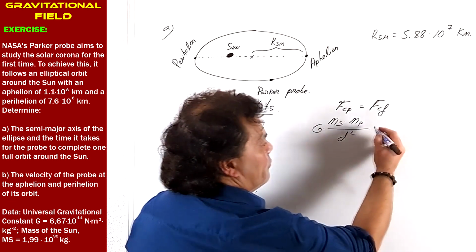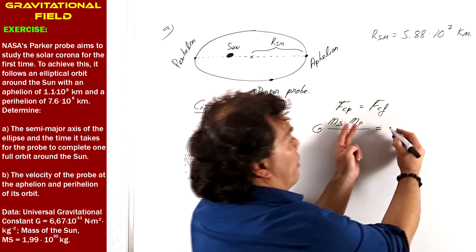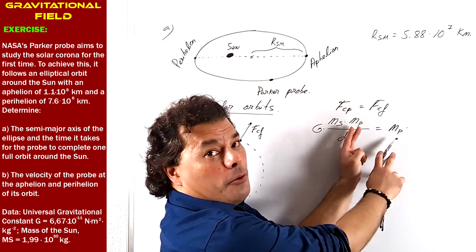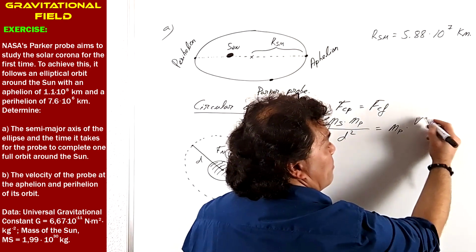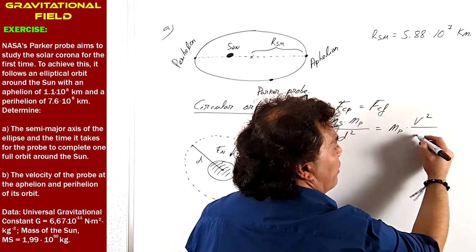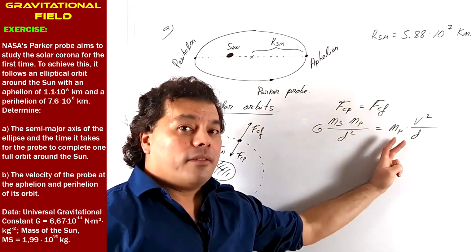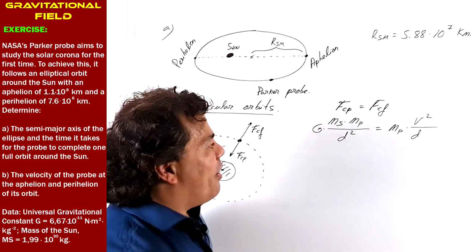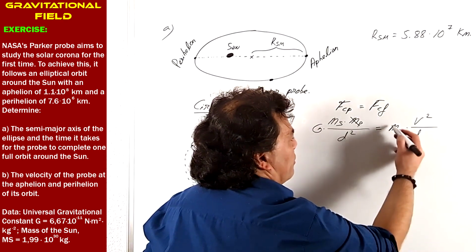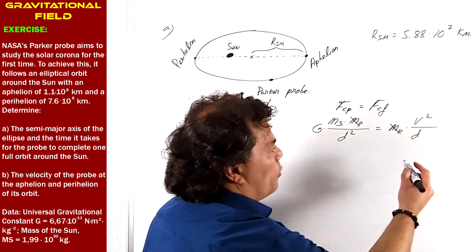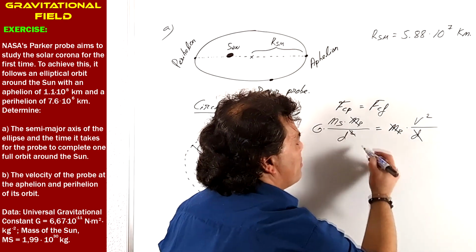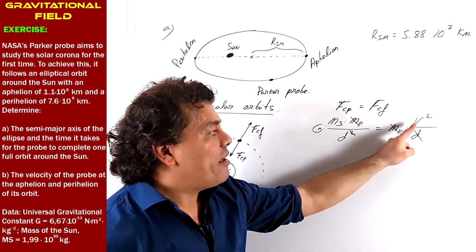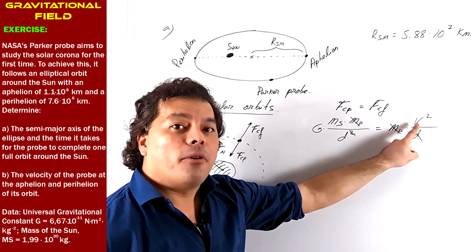The centrifugal force is determined by the mass of the satellite or mass of the probe, multiplying its velocity squared, divided by the distance. Don't forget this formula. It's a typical formula for the centrifugal force. We can say goodbye to the mass of the probe. We can also say goodbye to the distance. And here we have an expression with the speed, with the velocity of our probe.